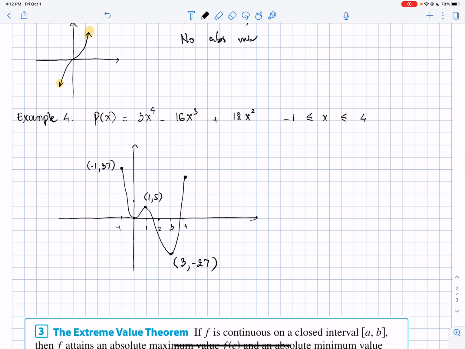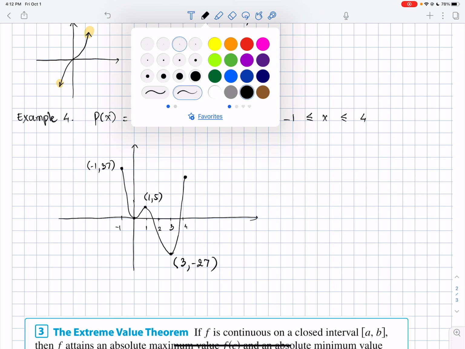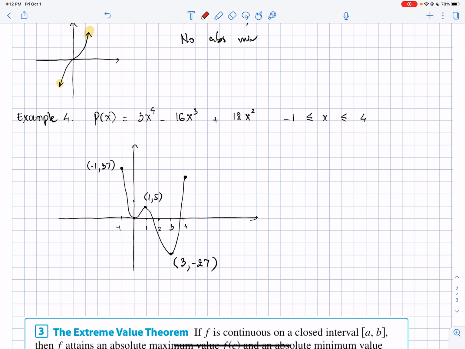Example number 4, let's look for the absolute max. This point, -1, 37, is the absolute max, because this is the highest point. It gives 37 as the height, the highest. And this point at the bottom, 3, -27, is the absolute min.